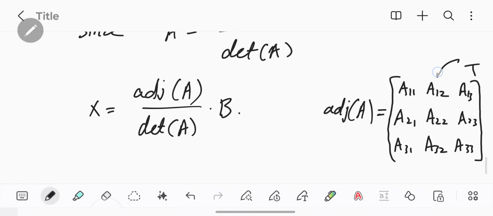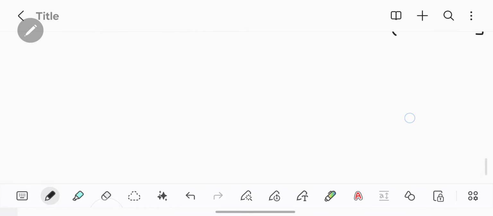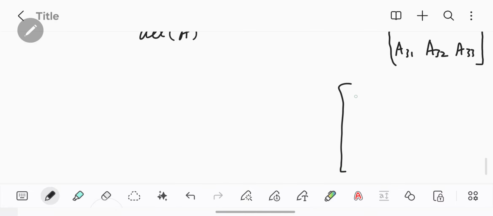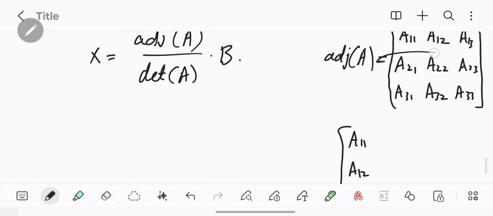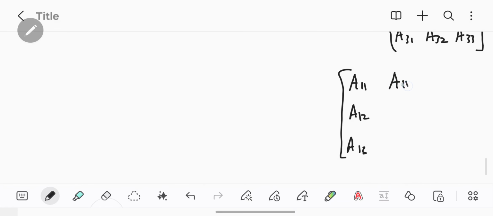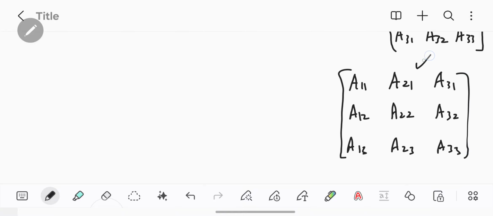So the adjoint of a matrix is the transpose of the cofactors, okay? So how can we apply this transpose on these cofactors? I can write this way: A11, A12, A13. Write this row as a first column and then this row as a second column. A21, A22, A23, and then A31, A32, and A33. Actually, this is the adjoint of A.